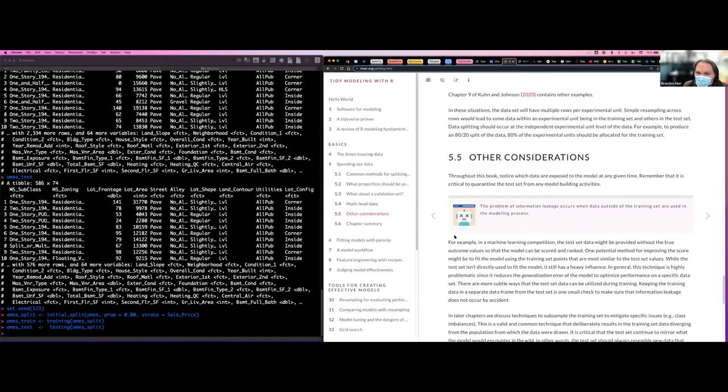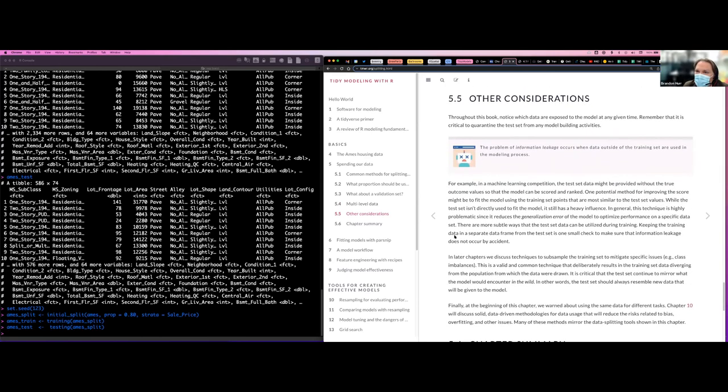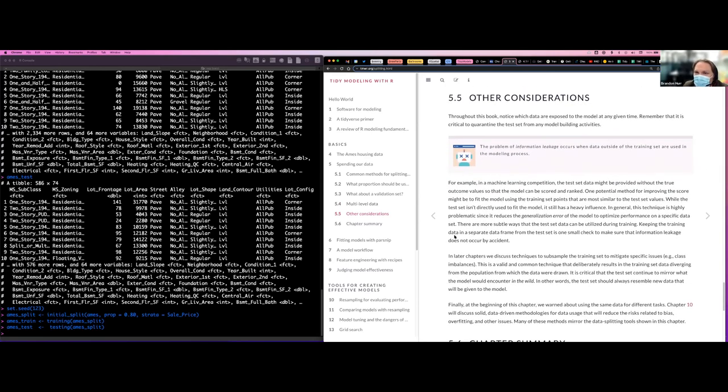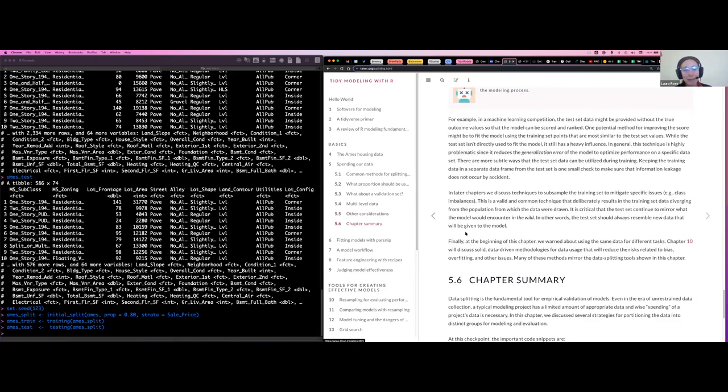And then other considerations. It is critical to quarantine the test set from any model building activities. Don't cheat, basically. Don't peek at what you're trying to predict.